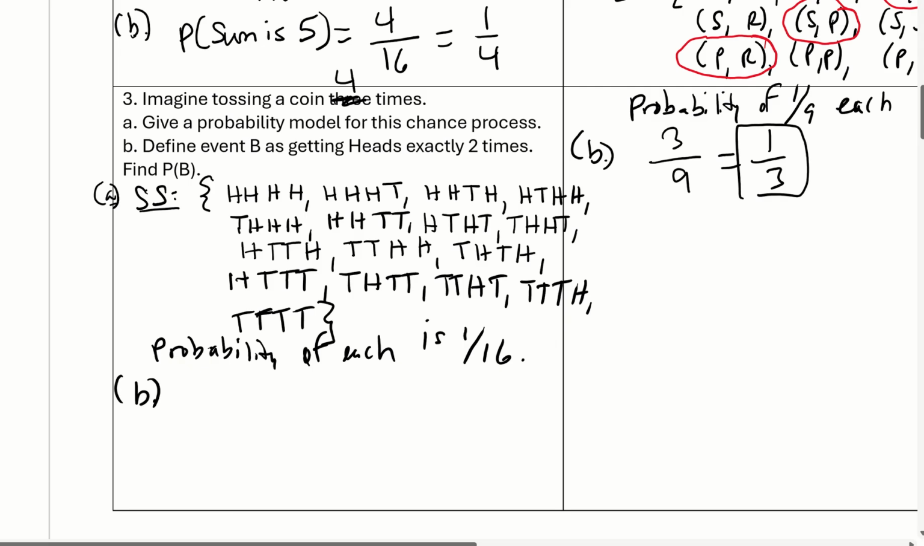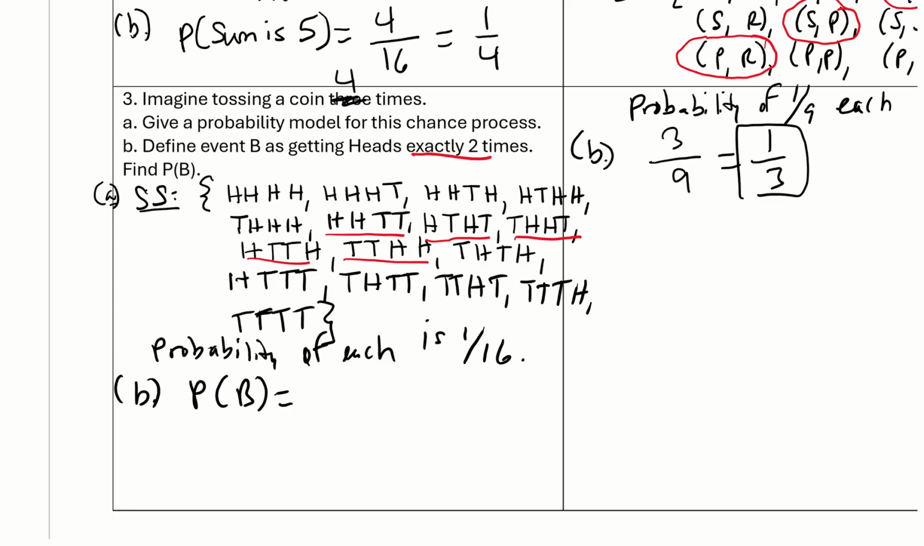All right, so part B. What is the probability of event B, which is getting heads twice? So we want to get exactly 2 heads. So that's getting heads twice. So that means this right here: 1, 2, 3, 4, 5, 6, and that's it. That's 6, right? So it's 6 out of 16.